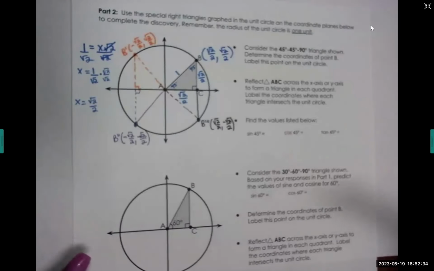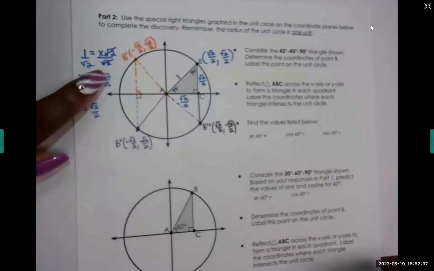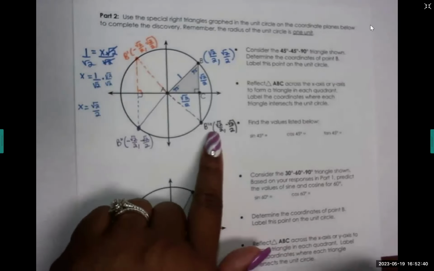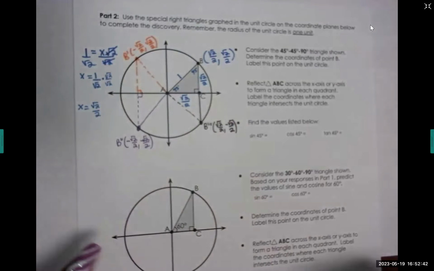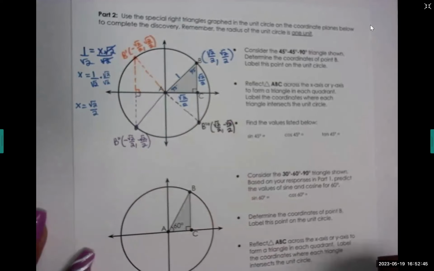All right. After performing my reflections, I was able to figure out the coordinates for B prime, B double prime, and B triple prime. I noticed that the numbers were all the same, again, just like the 30, 60, 90, but the signs were different depending on which quadrant the point lied in.